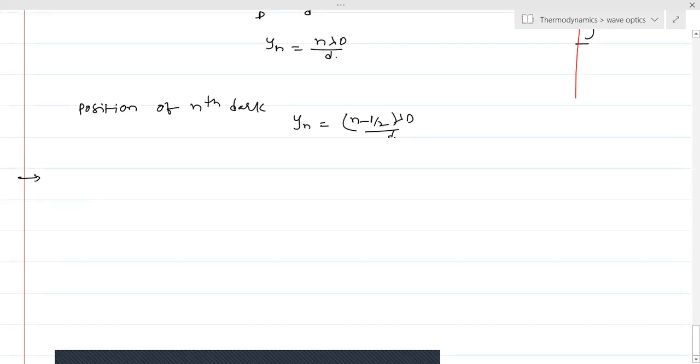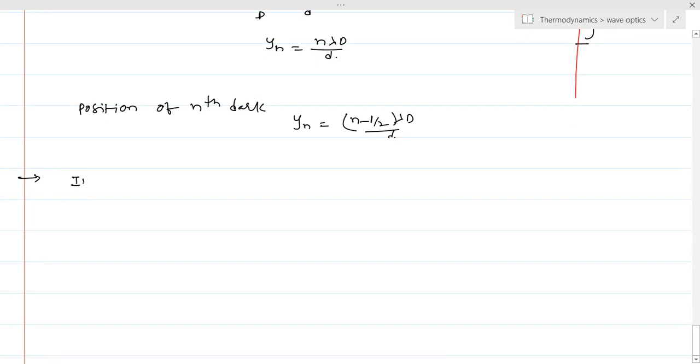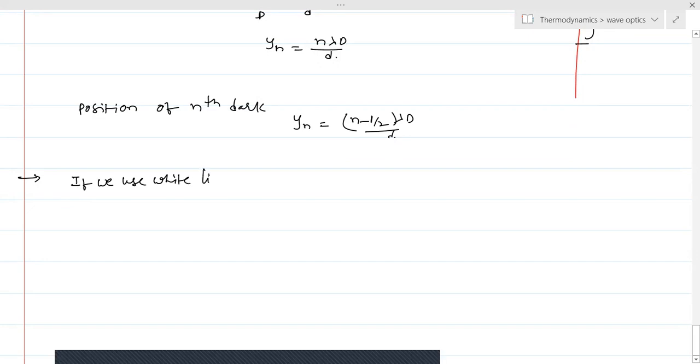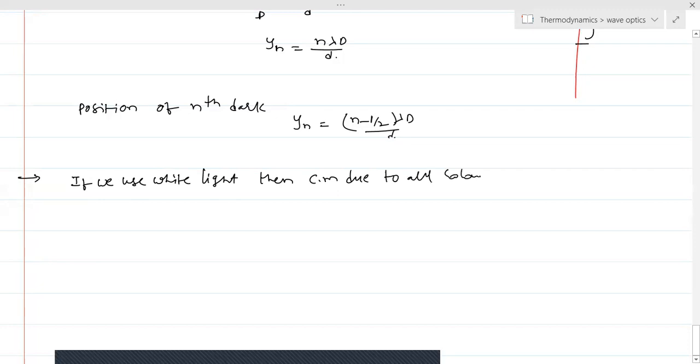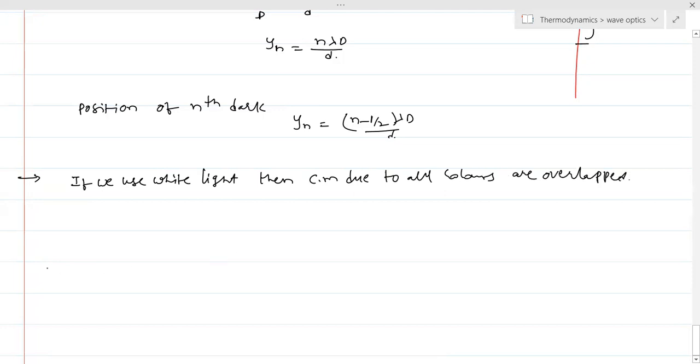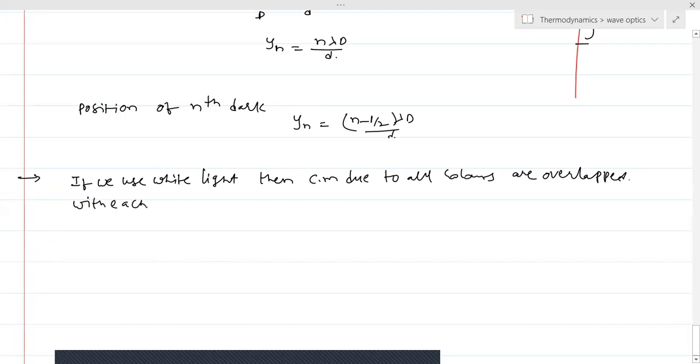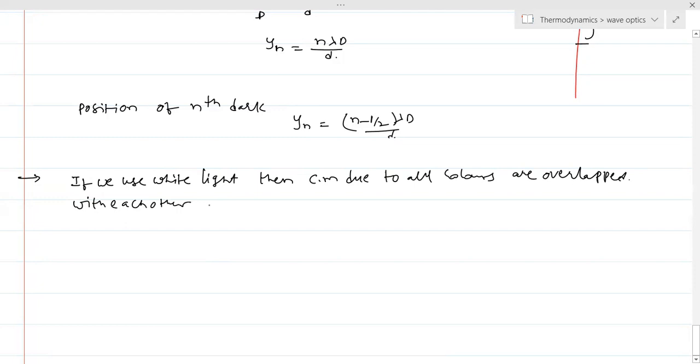Next, we have a discussion that if we use white light, then the central maximum due to all colors overlaps with each other. In that case the central maximum is white.